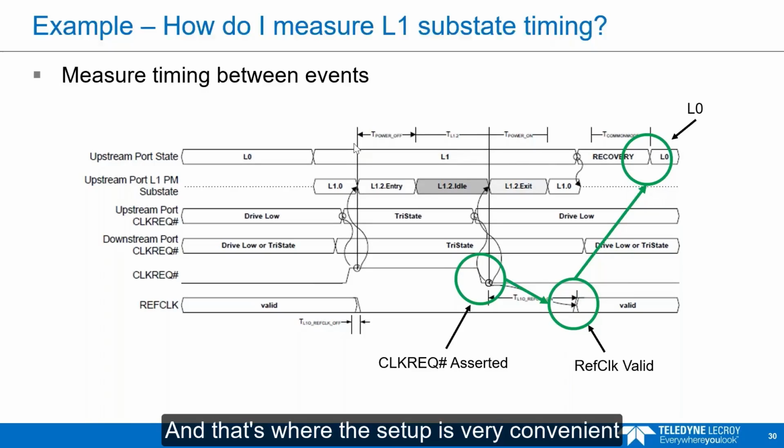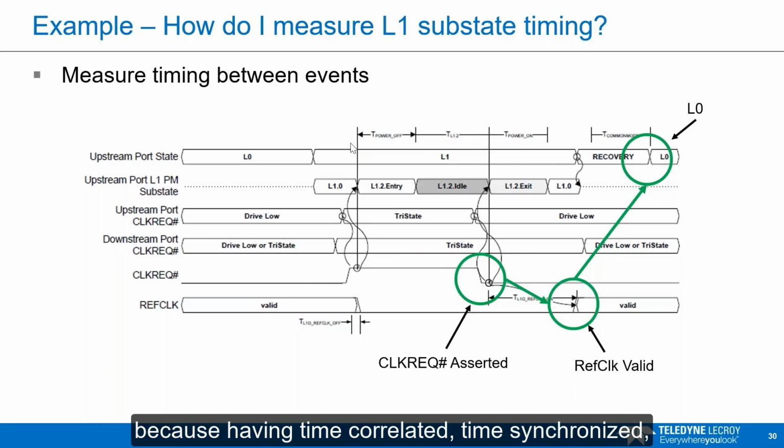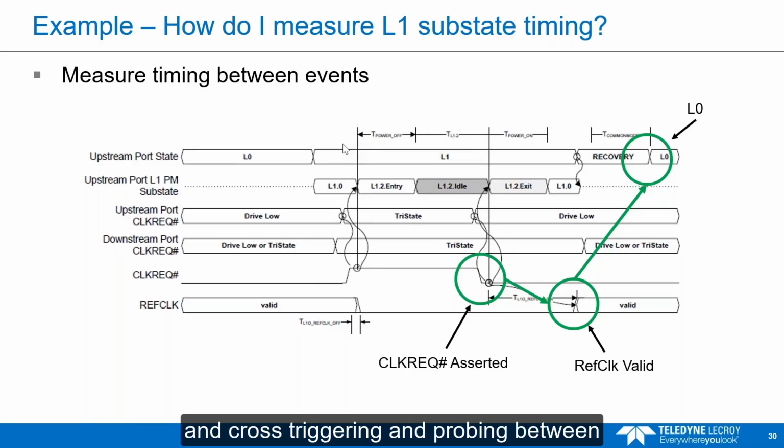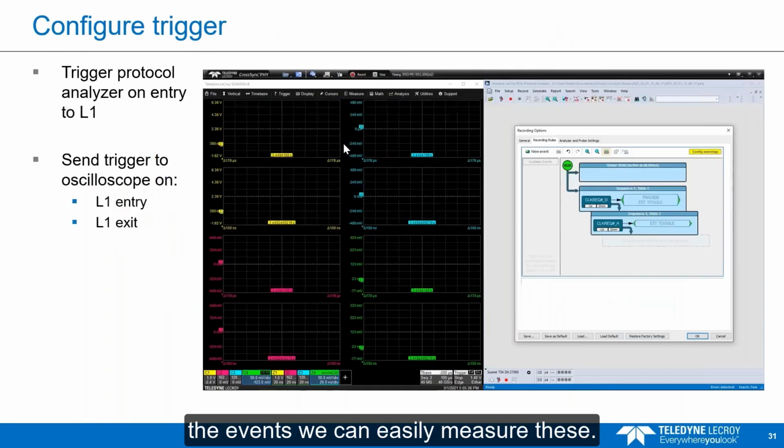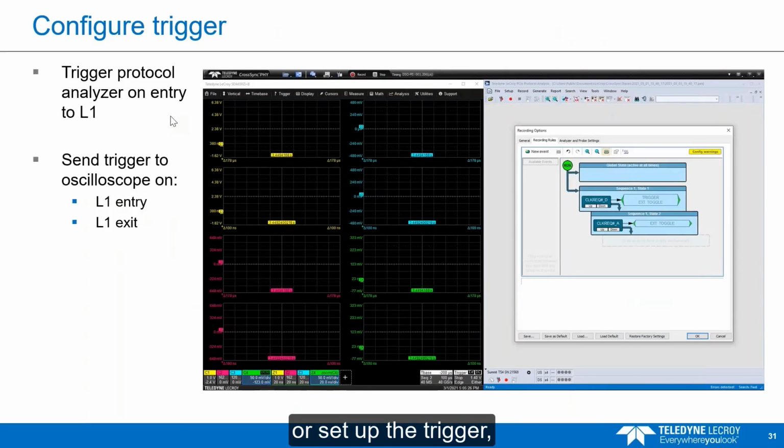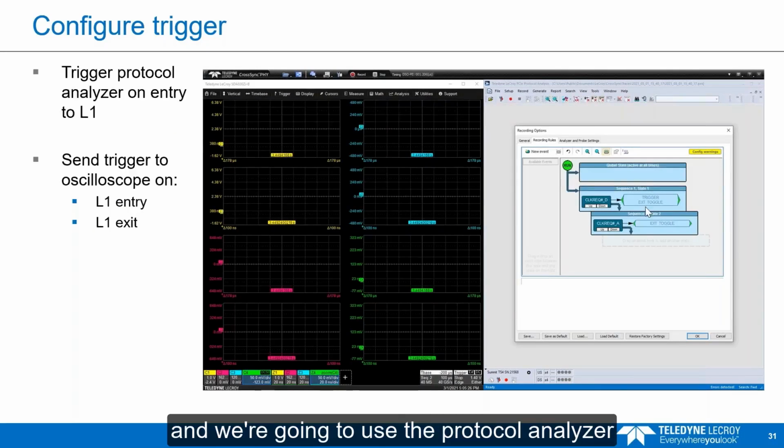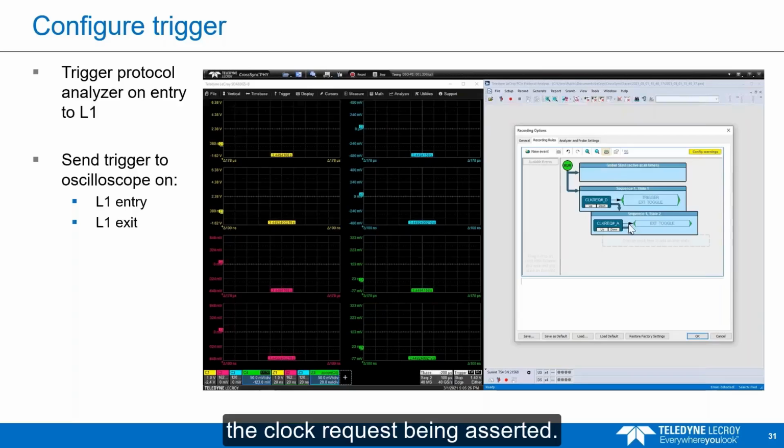That's where the setup is very convenient, because having time correlated, time synchronized, and cross triggering and probing between the events, we can easily measure these. The first thing we have to do is set up the trigger, and we're going to use the protocol analyzer in this case to look for the clock request being deasserted and the clock request being asserted. We're basically looking for the entry and the exit to the L1 state. We could use other things, like the electrical idle ordered set or the PM enter L1 DLLP, but this is just a very straightforward way of doing it, using the clock request line.